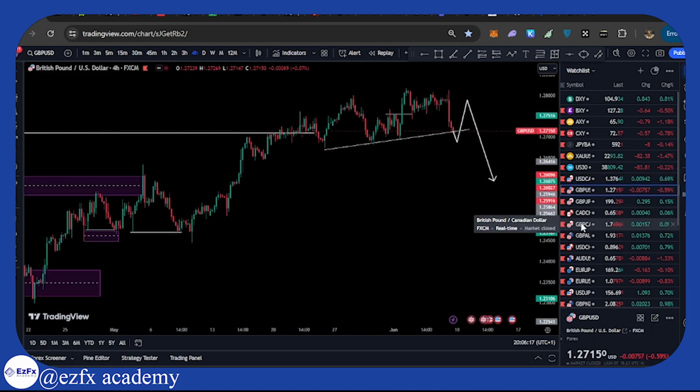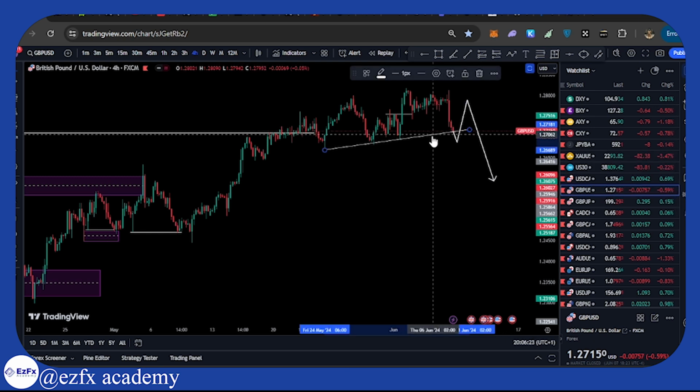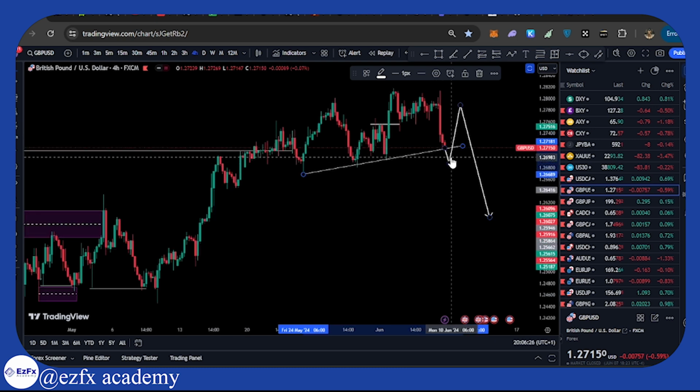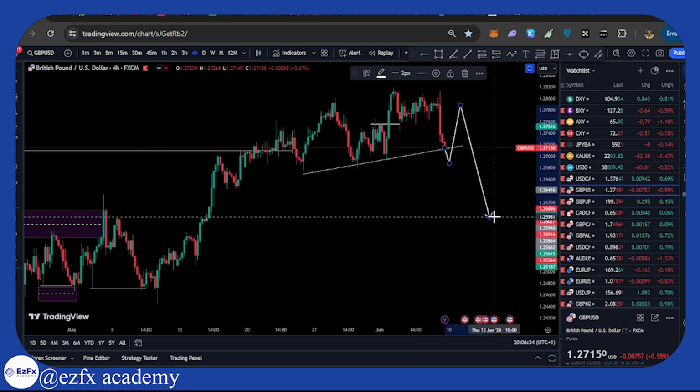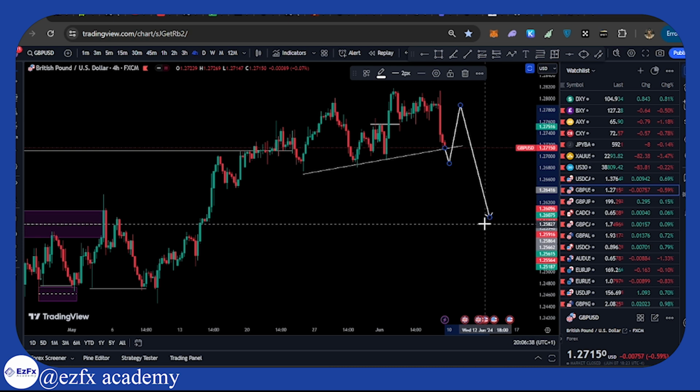Next up is GBP USD, and it's quite straightforward. You can see that we've had price respect this trend line around here. I want to be watchful again, even though I'm expecting a bullish correction move, where we get to see price come and fill up this imbalance, and then continue towards the downside.